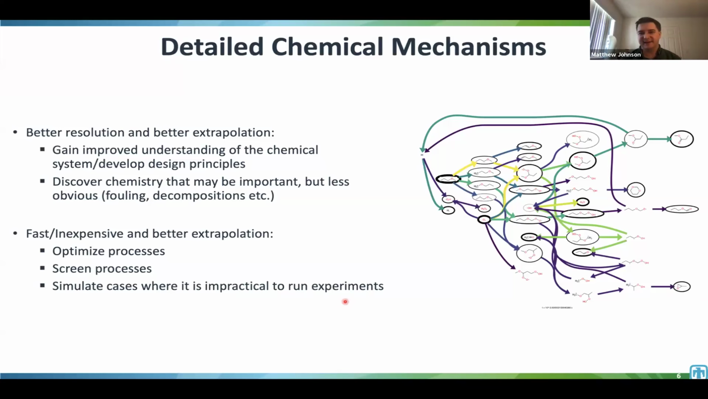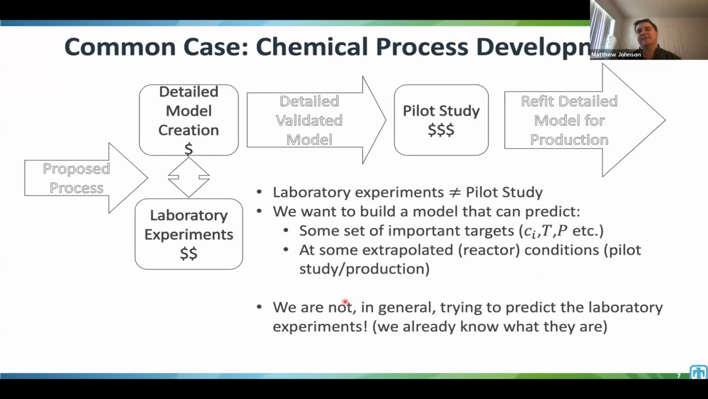One of the more common cases for this is in chemical process development in R&D. You might have some proposed chemical process in a company, and then the company will fund some small studies to focus on building a chemical mechanism that describes the reactions involved, and some benchtop experiments to validate the process with. These laboratory experiments are usually relatively inexpensive, so they're not going to be that similar to the real system or the real reactor that you might build, or the pilot study.